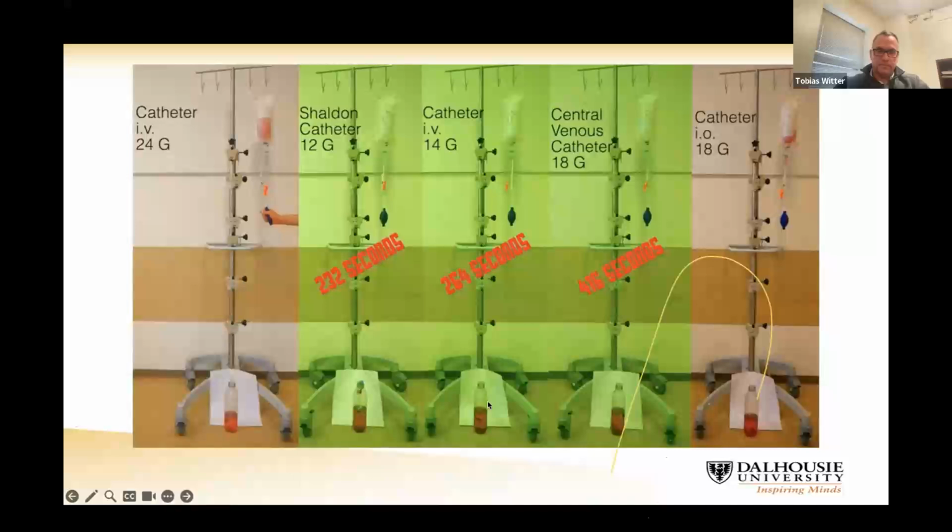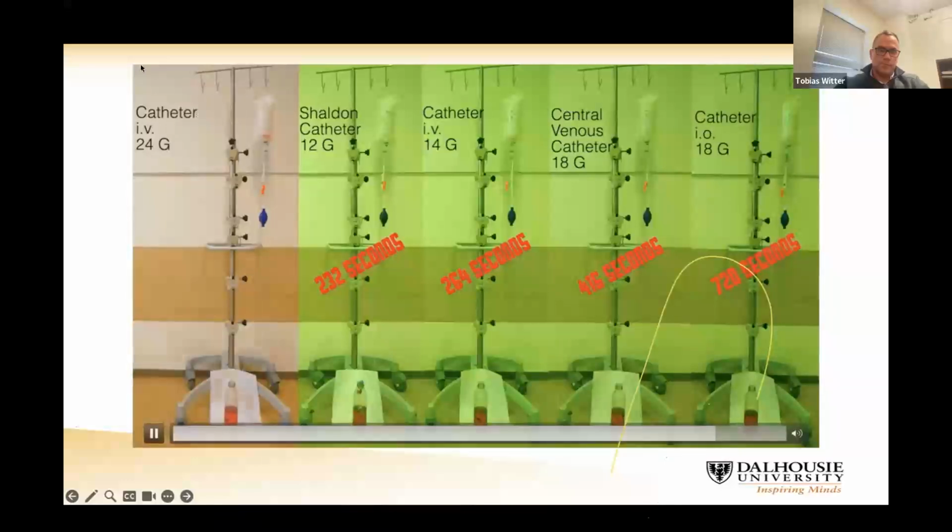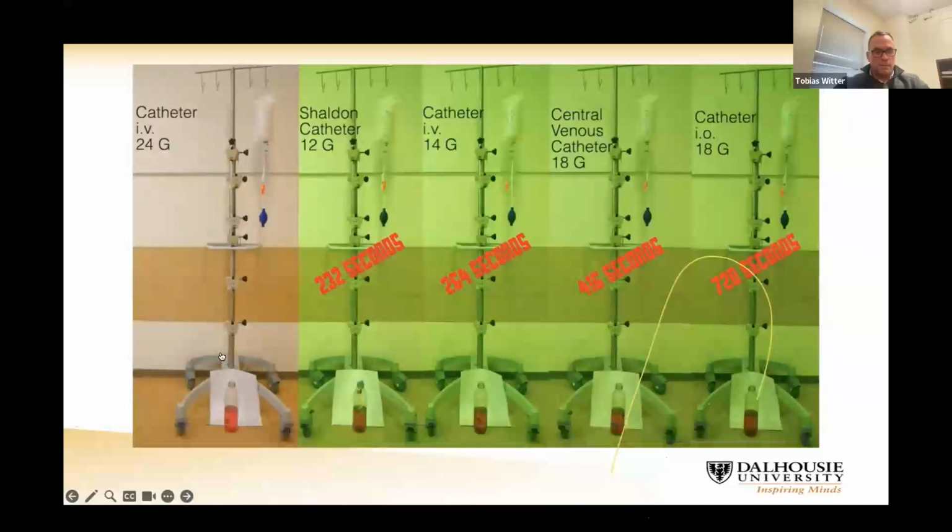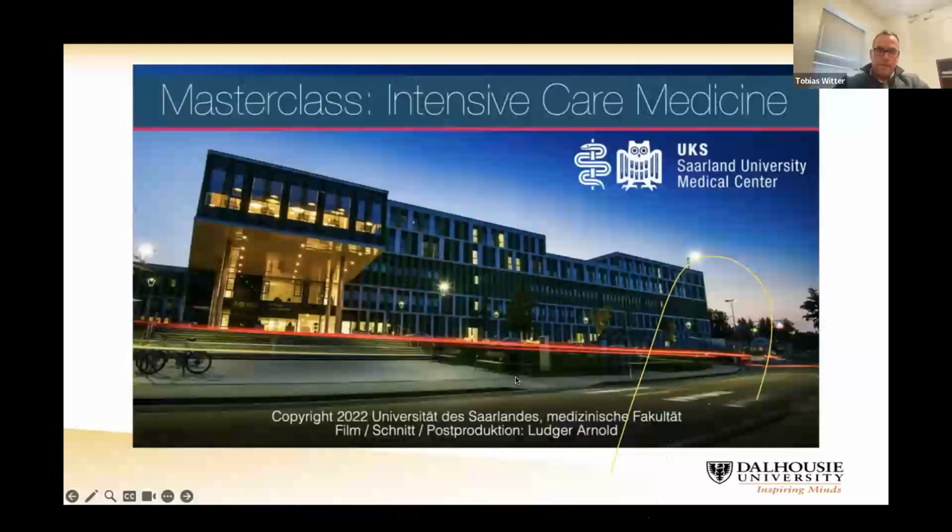I'm taking bets, which one is next, and then last one will be the 24 gauge IV, which is pediatrics, to be honest. All right. So large bore IV, ideally short catheter, generates a high flow.